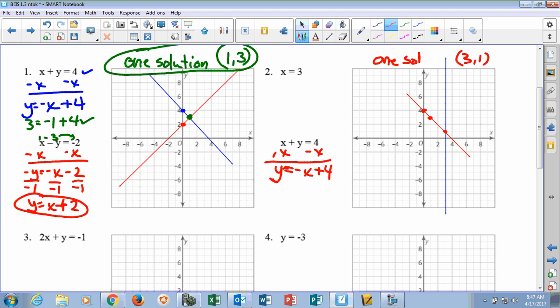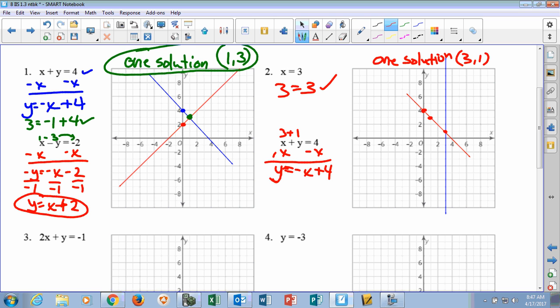Now, we just can't be happy with saying, we're good. Check it. Well, I can't plug in a y to here, right? I can only plug in an x. Well, does 3 equal 3? Yep. And then over here, does 3 plus 1 equal 4? Yep. So it satisfies both equations.